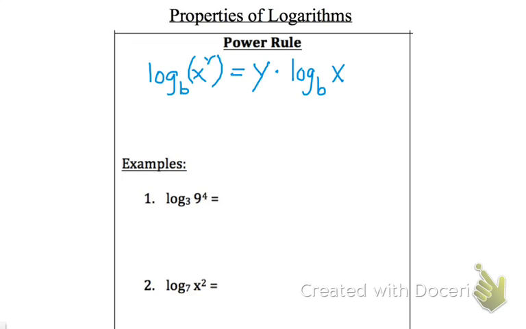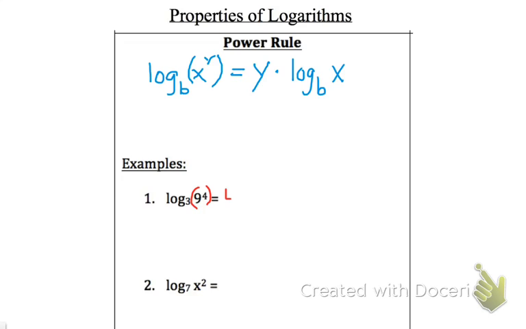We've seen this in the basic properties of logarithms where the b and the x are the exact same number. But now this is a rule that applies even if the b and the x are different numbers. This rule still applies. So for instance, in this first example down below, we're raising 9 to the 4th power in our logarithm.